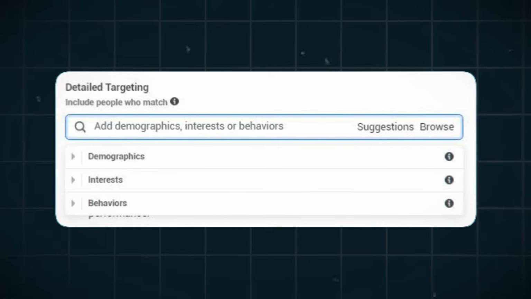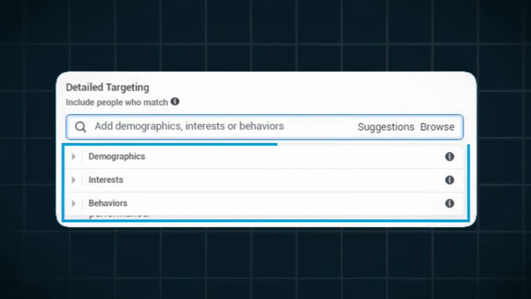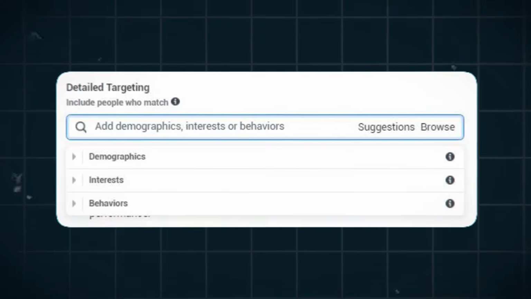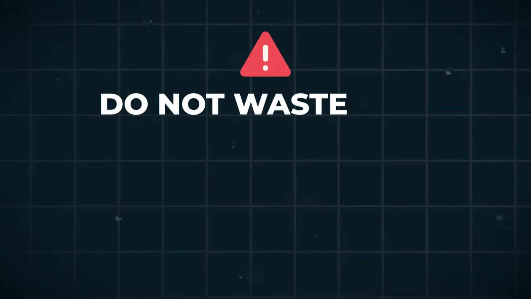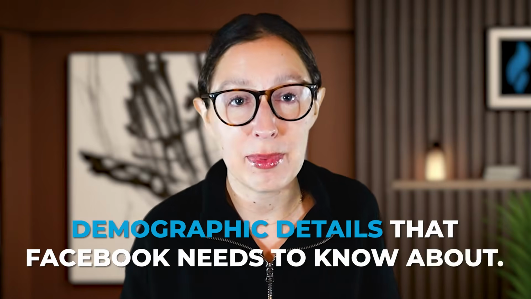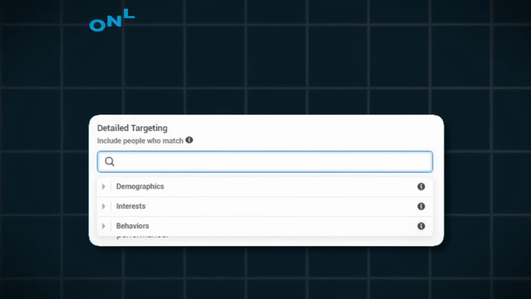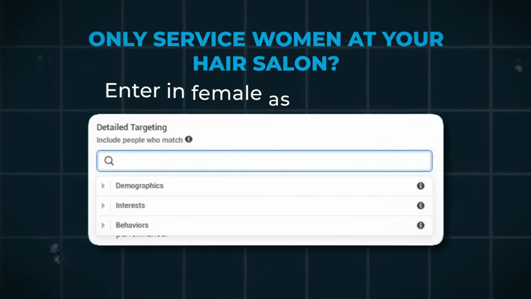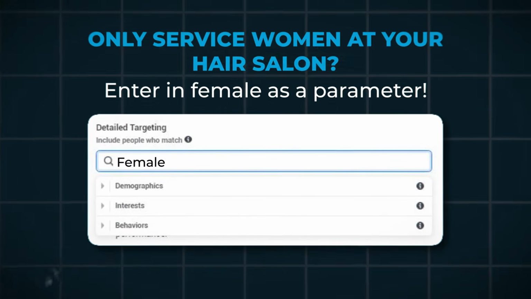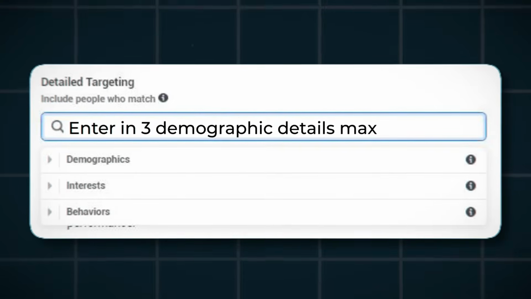A lot of business owners' first thought here is to really hone in on their target market and enter all these detailed targeting options into the ad set level. Don't do that. Do not waste time entering in a bunch of demographic details, interests, and behaviors. Instead, you want to enter the bare minimum demographic details that Facebook needs to know about. For instance, if you only ship within the US, enter the US as a parameter. If you only service women at your hair salon, you can enter in female as a parameter. I would enter in 3 demographic details max. After that, you don't need to add anything else to the targeting.